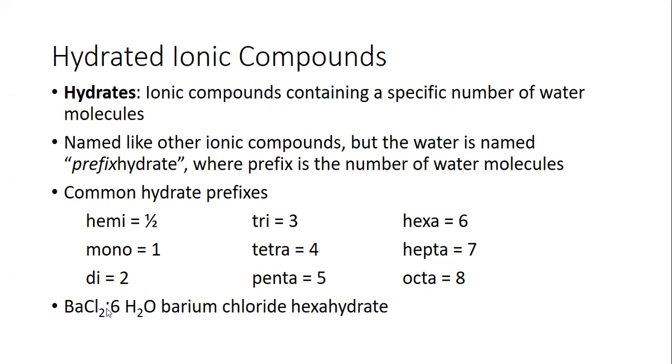And this dot 6H2O, what that means is that every time you find this barium chloride molecule, it will be surrounded by six waters. So this whole compound then is barium chloride hexahydrate. The ionic compound is barium chloride, and it's surrounded by six hydrates, hexahydrate.